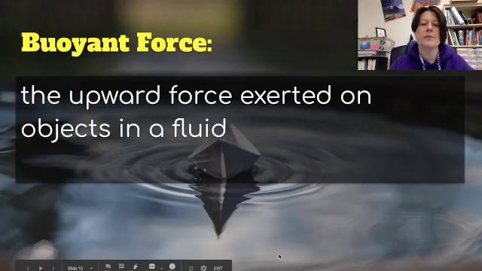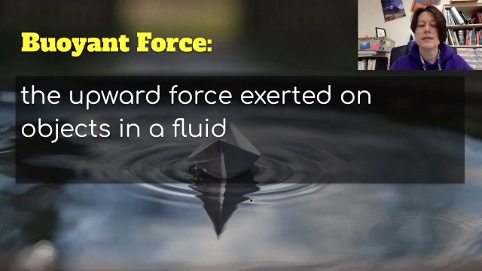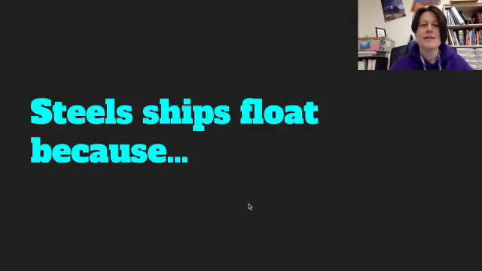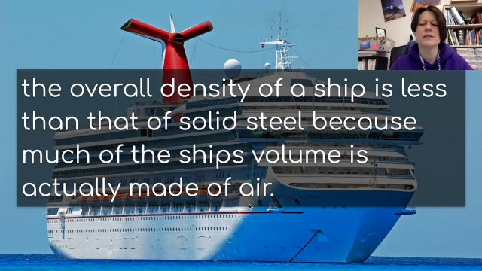Now, let's also talk about buoyant force. This is the upward force exerted on objects in a fluid. This is what causes things to float, like this boat in the background picture, this little paper boat. Now, steel ships can float because, you know that steel has a higher density than water, and we've always been taught that things with lower density than water float. So then why can a steel ship float? It's because the overall density of a ship is less than that of the solid steel because the ship's volume is actually made up mostly of air.